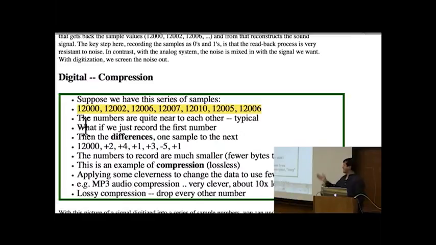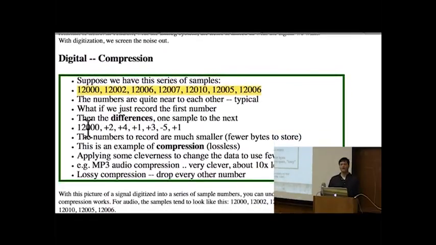All right, so what you notice about those numbers is that they're pretty near to each other, right? Even though the base number 12,000 is big, the change from one sample to the next is not very big. It's under 10. In fact, it's under 5. So I'm going to propose a compression scheme that we could use so that we could record the audio data and have it take fewer bytes, take up less space. So here's the scheme I'm going to propose.